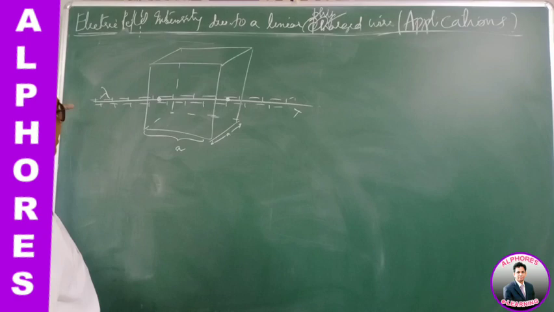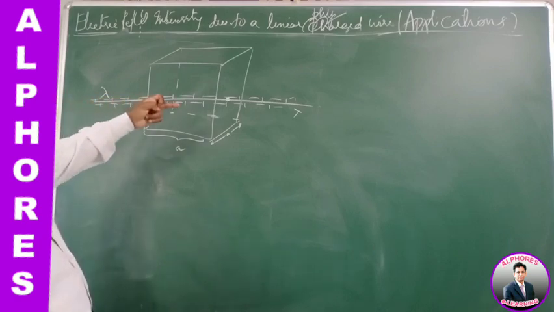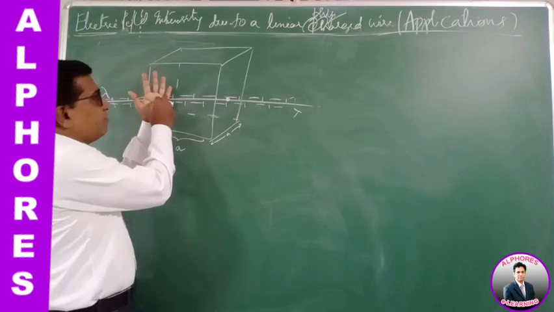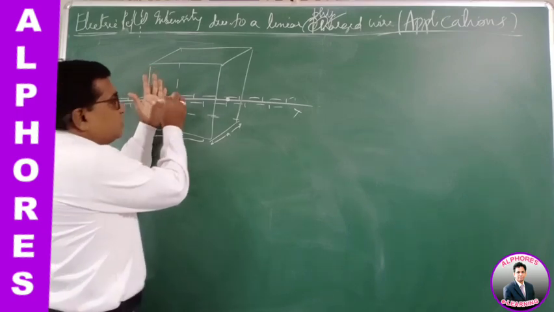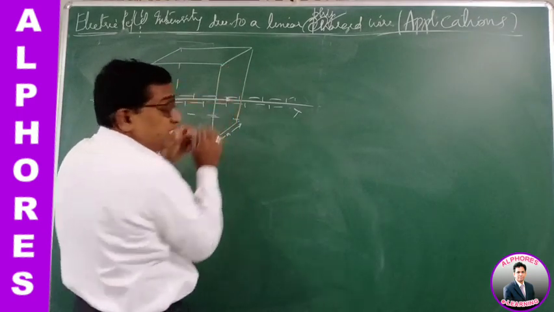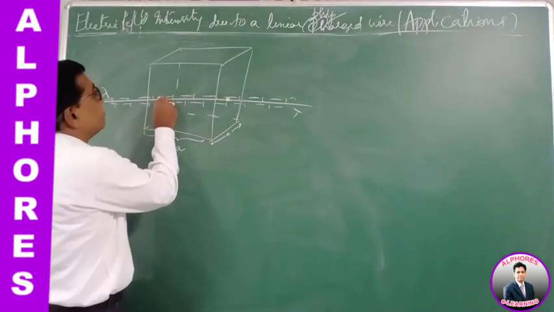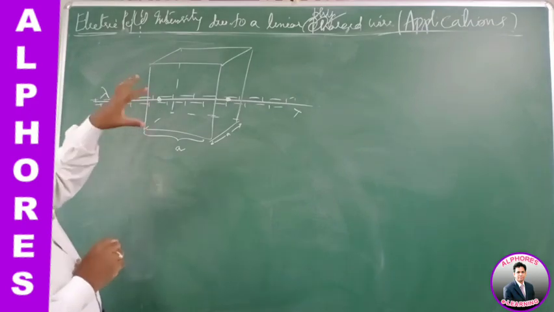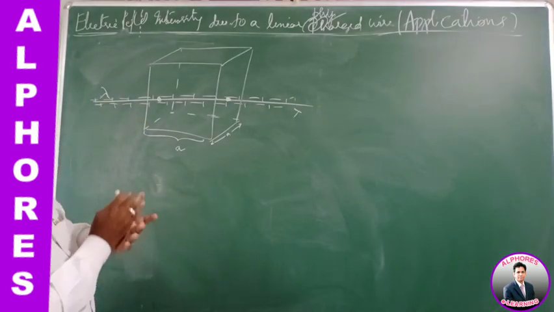If the uniformly charged wire passes from the midpoint of this side of the cube to the midpoint of the opposite side, going from the midpoint of this side to this side, passing through it like this, then what is the flux associated with this cube?